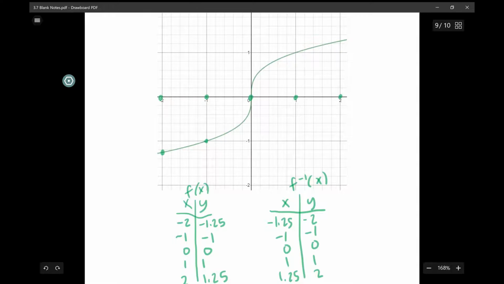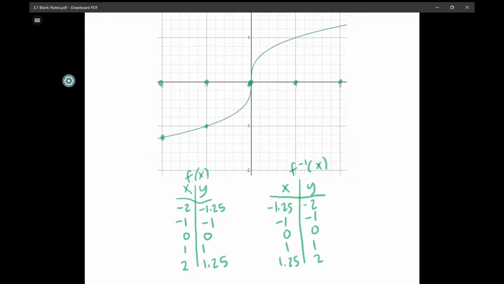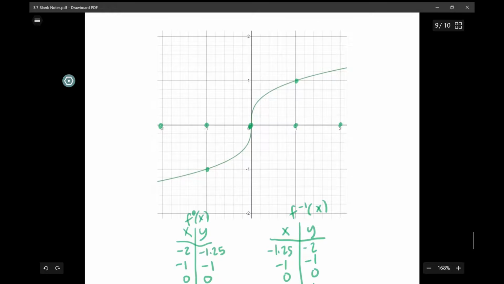Yeah, I think I'm going to have to put more points on, unfortunately. Okay, let's graph these points. Negative 1.25 is going to be about here, and that's going to be at negative 2. And then negative 1 is at negative 1, so those cross. And then 0, 0. And then 1, 1, so those cross. And then 1.25 is at 2. So let's see if we can get that. That's where we might need a few more points. I'm going to erase these because they're kind of confusing me. There we go. All right, I think this is okay.